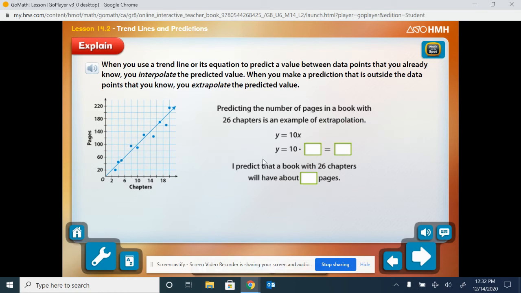Now use the equation for the trend line to make your prediction for 26 chapters. So there's 26 chapters, so it's 10 times 26, which is 260. It'll have about 260. It's still a prediction. Excellent! You've correctly used the equation for the trend line to predict that a book with 26 chapters will have about 260 pages.